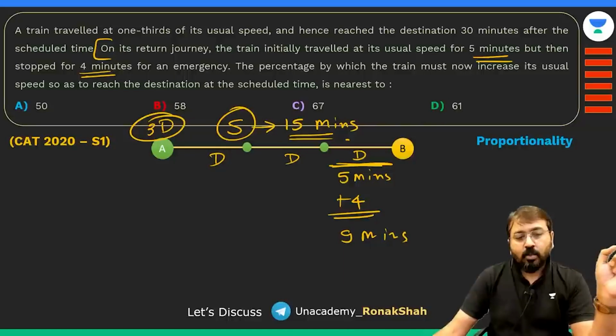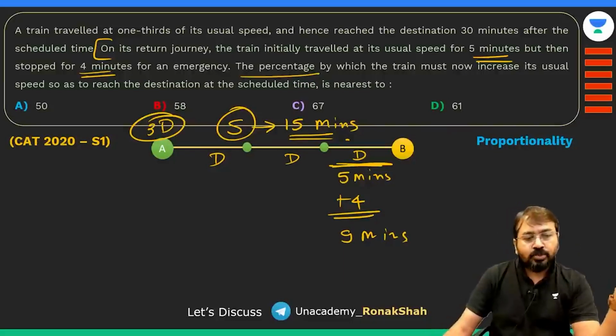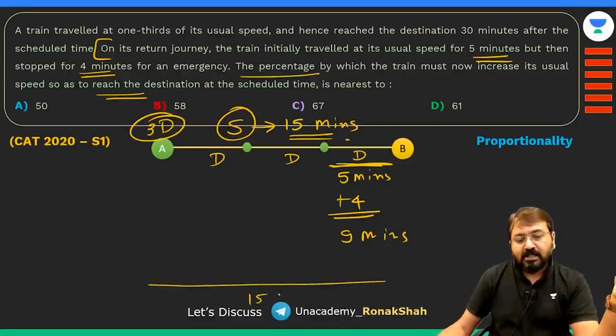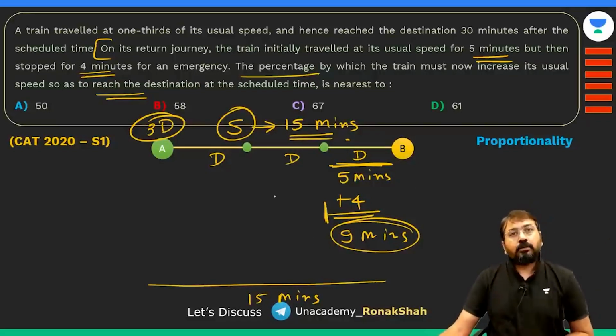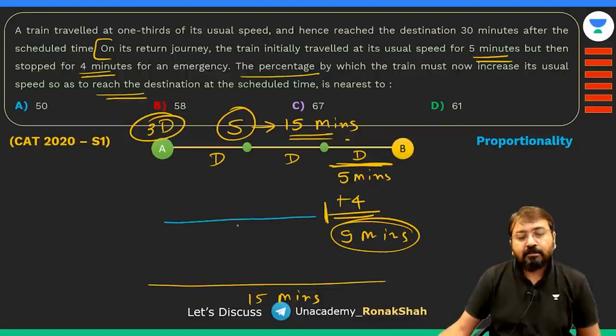Okay. Now what is our question? The percentage by which the train must now increase its usual speed so as to reach the destination at the scheduled time. Can I say the train had to complete the journey in 15 minutes? While reaching over here at this point, the train has already consumed 9 minutes. So the train needs to complete the remaining journey in just 6 minutes.